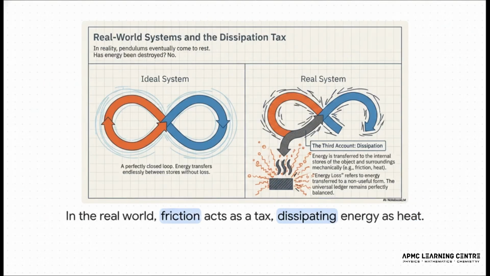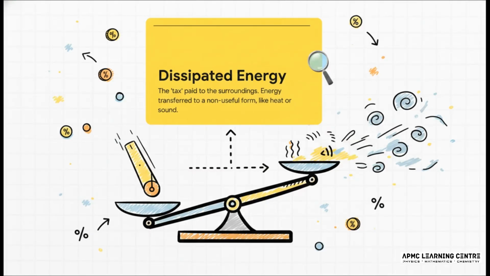But we live in the real world, and in the real world, that perfect loop gets broken. Forces like friction and air resistance, they act like a dissipation tax. Every single swing, a tiny bit of energy gets pulled out of the system and moved into a third account, and that's usually heat, just warming up the air and the pivot point. We call this dissipated energy. It's the tax that gets paid to the surroundings, and it's what defines the efficiency signature of any system. Now, the energy isn't destroyed, not at all. It's just been transferred into a form that's not useful for the pendulum's motion anymore. The universal ledger is still perfectly balanced, but the spending cash in our system just went down.